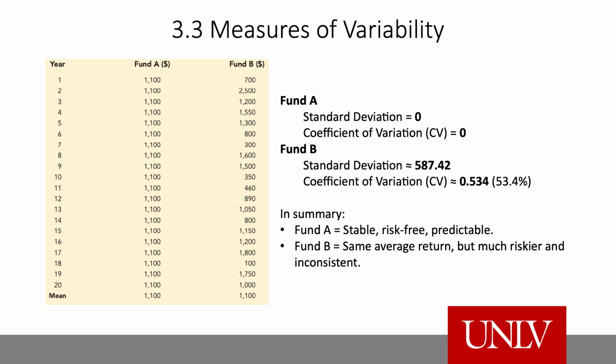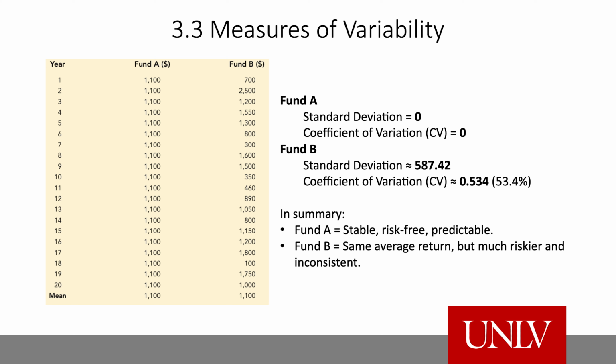So that means fund A has no variability at all. The value is all the same every year. It is perfectly stable and risk-free in this dataset. And fund B has the same mean value as fund A, but its returns vary widely across the years. The high standard deviation shows large fluctuations.